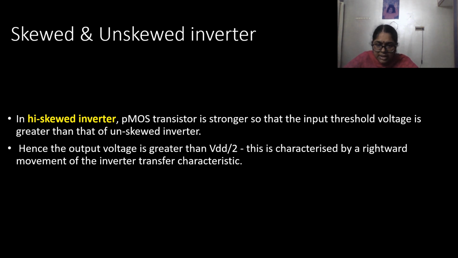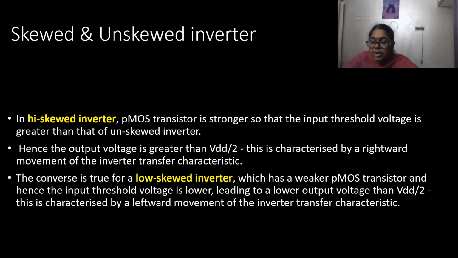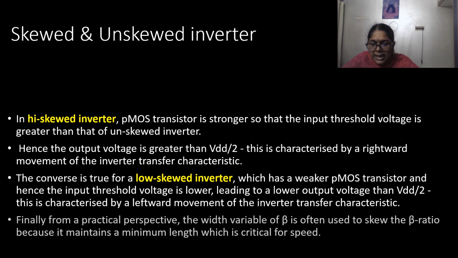So in a high skewed inverter, the transfer characteristics would move towards the right of the characteristics when beta P equals beta N. The converse is true for a low skewed inverter, that is the one which has a weaker pMOS transistor. So the input threshold voltage is lower, so it will lead to a lower output voltage, the output voltage less than VDD by 2. So the inverter transfer characteristics would move towards the left of the characteristics when beta P is equal to beta N.